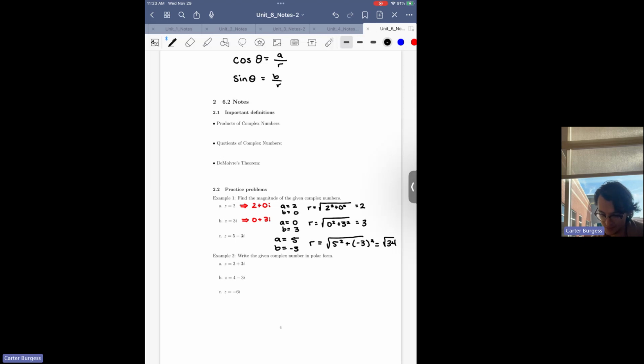So we're looking at B. We are given that our Z is equal to 4 minus 3i. We'll see why I want to do this momentarily. What quadrant does this complex number live in? Yeah, this is going to be a quadrant 4 complex number.